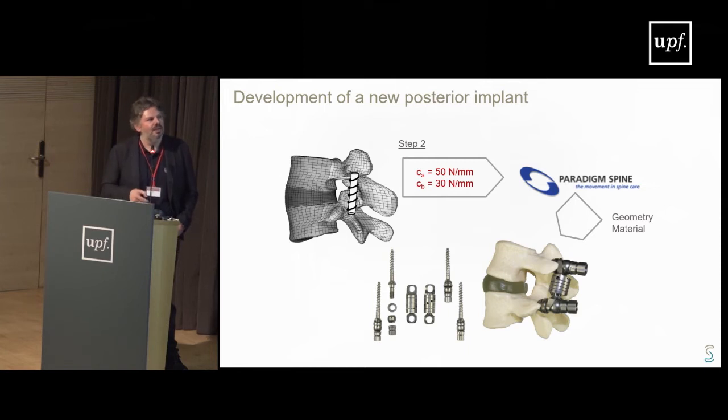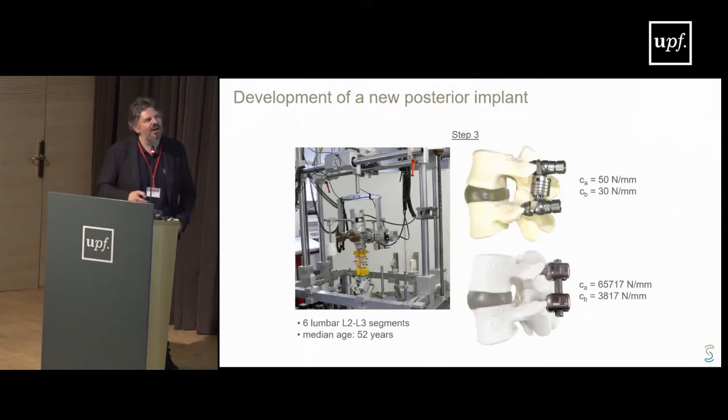The company made this titanium spring, let's say, which has exactly these flexibility parameters, and they made a prototype, and they gave back the prototype to us. And the prototype was used to make some tests in the human cadavers. So basically, we compared the flexibility with the new implant with the flexibility that we have with the standard fixation.